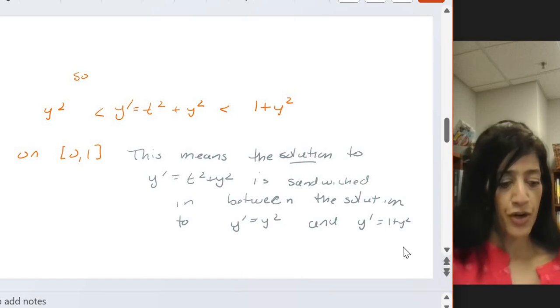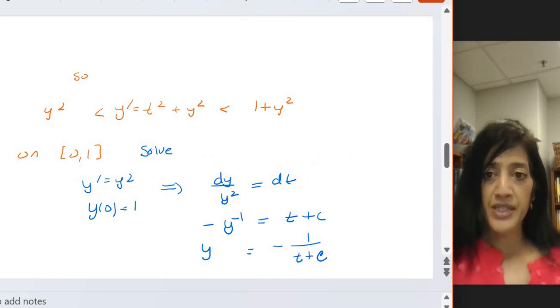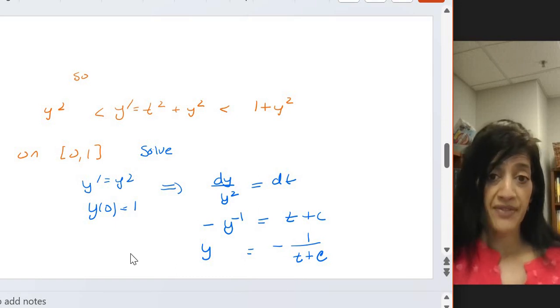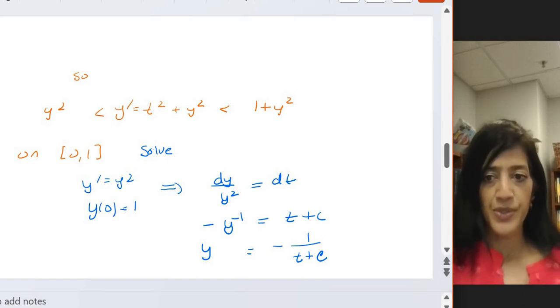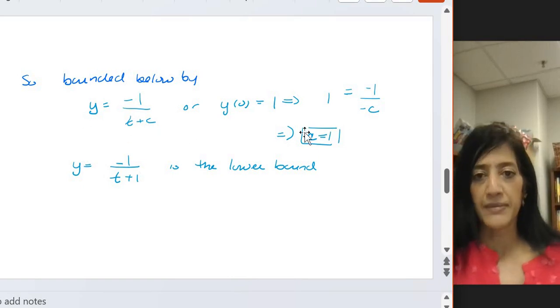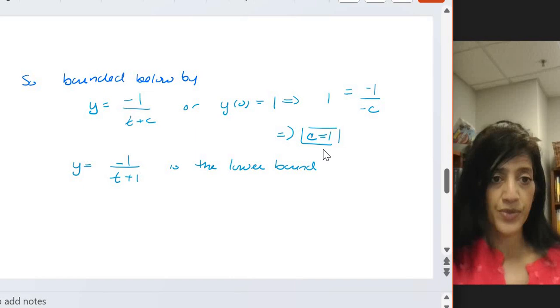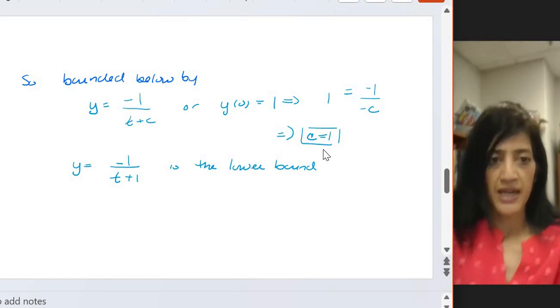Well, first I'm going to solve y prime equals y squared, which is my lower bound. So I actually have to find the solution. And I did so by separation of variables. I can send these notes out to you. This is not a lecture on separation of variables, but you can do this, hopefully, because you will need to do this on the test. Likewise, what I know is that my solution is bounded below by minus 1 over t plus c. I can solve for c using the initial condition. Again, this is old school, so I'm not going to belabor it. We've done this several times. And you see that c is 1, and so this is your lower bound of your function.